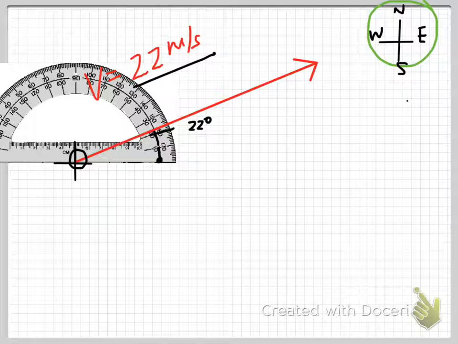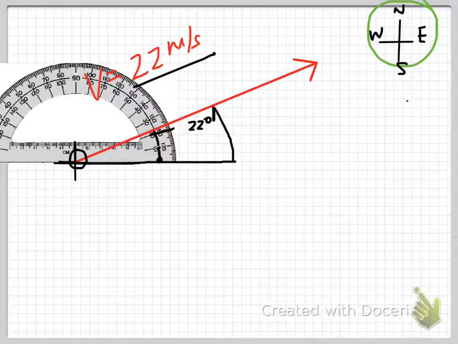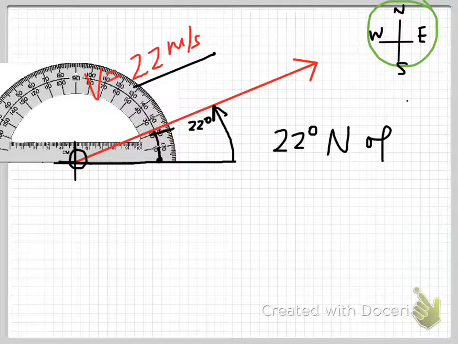So we started off, going back to our compass rose, in the east. And from the east, we went towards the north. So this vector is actually 22 degrees north of east. And we very often abbreviate those by writing N of E or S of W. This is an important skill.